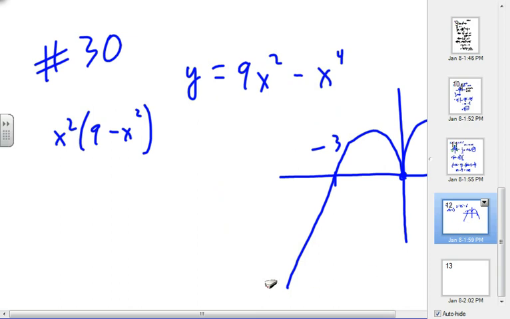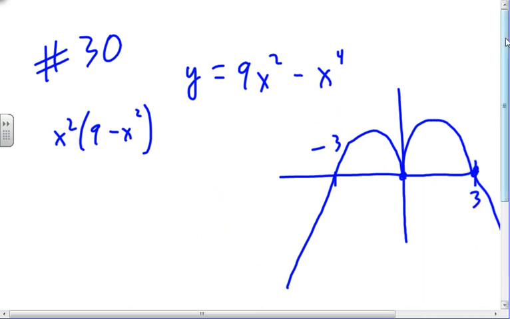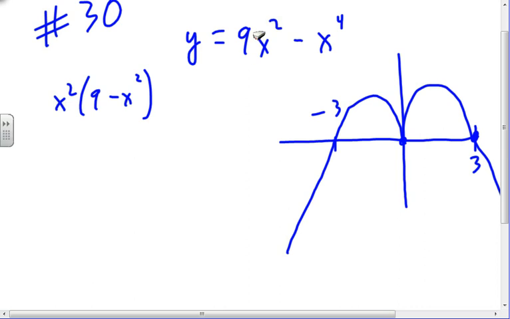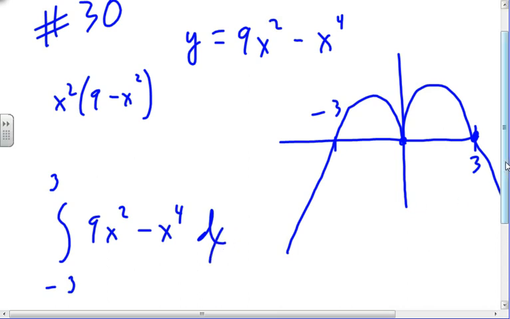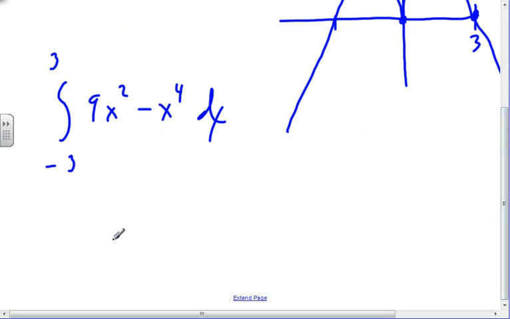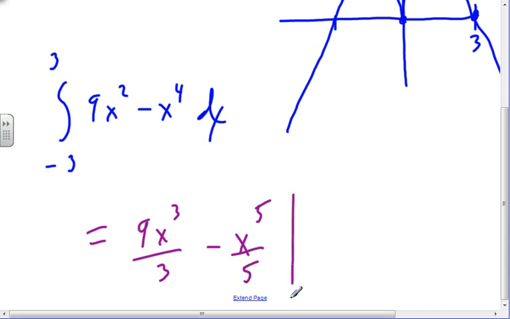So we'll come back to here. So that's what we're looking at. Okay, so I'm going to do an integral from minus 3 to 3 of 9x squared minus x to the 4th dx. That's my plan, based on my brilliant explanation of what the curve should look like. So this is going to be 9x cubed divided by 3 minus x to the 5th divided by 5, evaluated at minus 3 and 3.